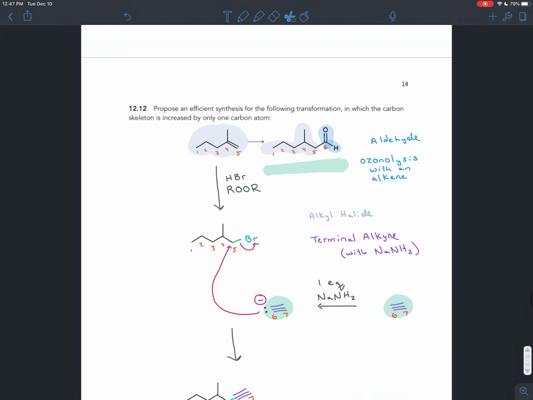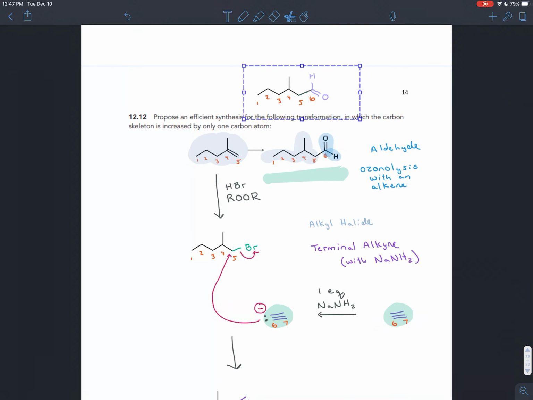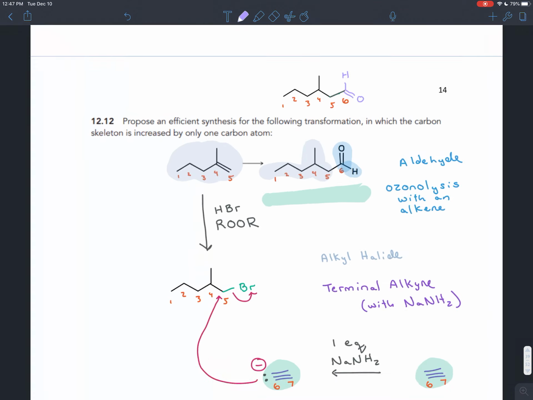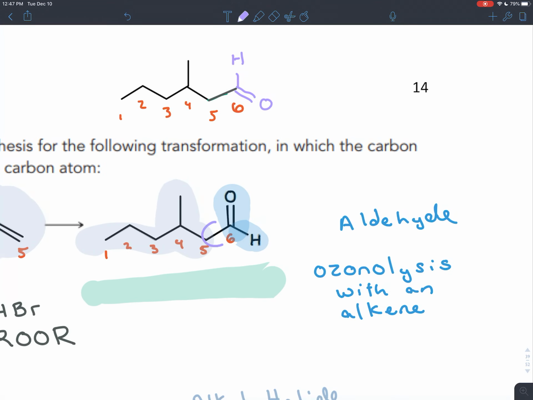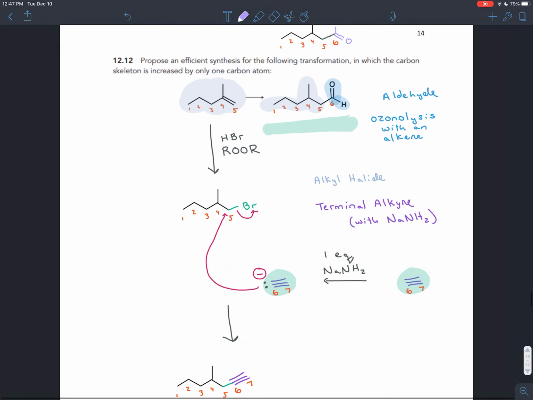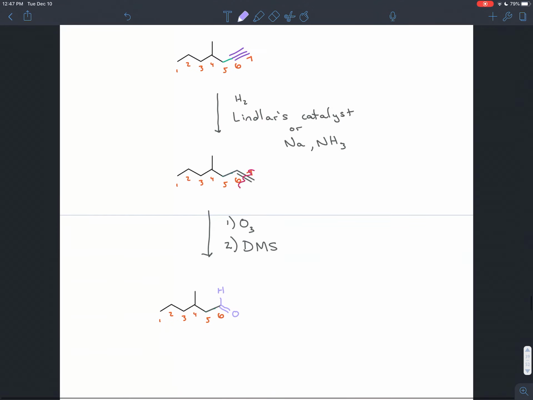So if we take that back up here and compare it, that is the same thing as this. Now, it may not look immediately 100% the same. That's because this single bond can rotate. If you rotate this around, you end up getting this. Notice that structurally it's the same. You have 6 carbons, a methyl group on carbon 4, and an aldehyde on carbon 6. So the same thing.